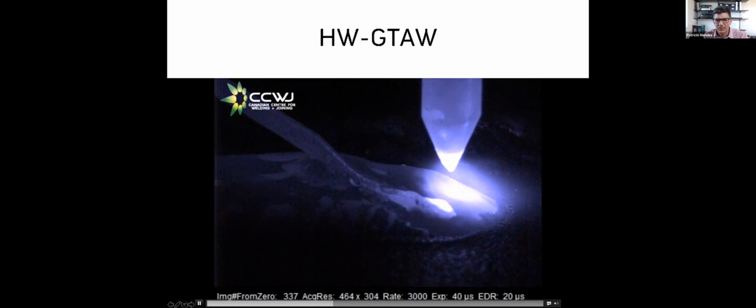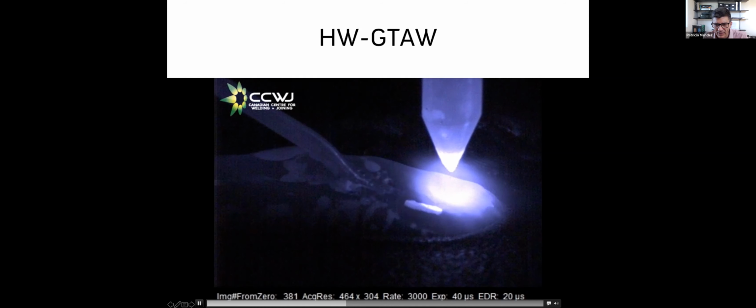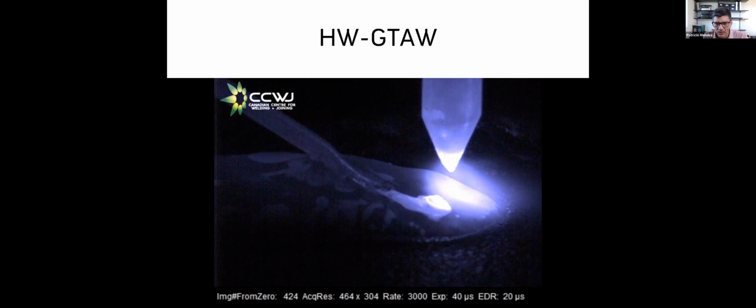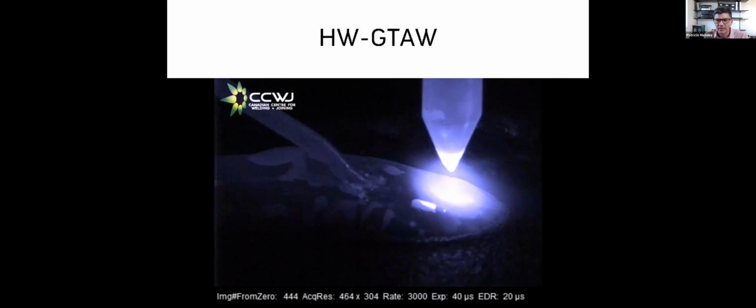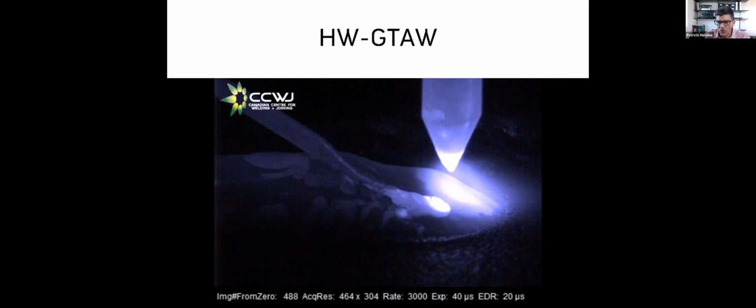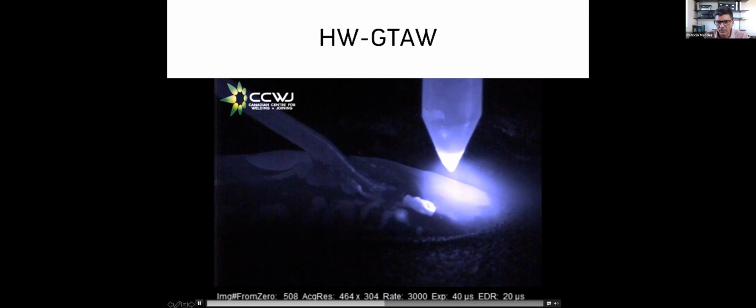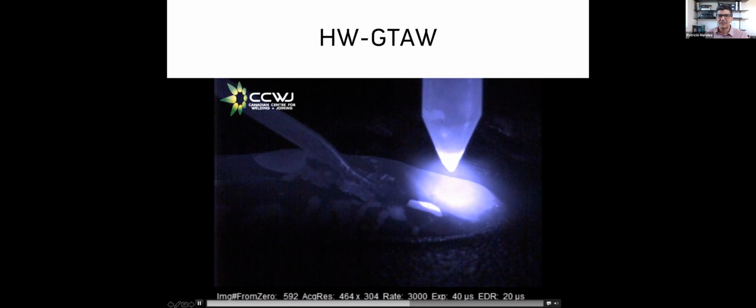There's another interesting thing. Look at this. Look at the arc at the tip. Do you see how this arc is moving? Does anybody want to tell me through the chat, why do you think this arc is moving? It's moving periodically. Anybody want to venture a guess?